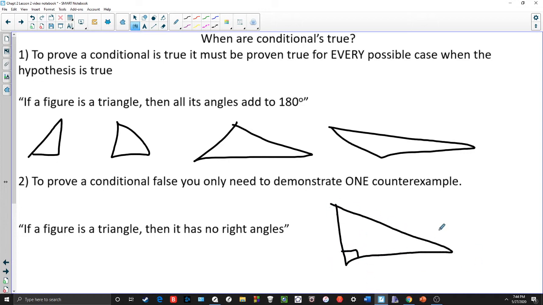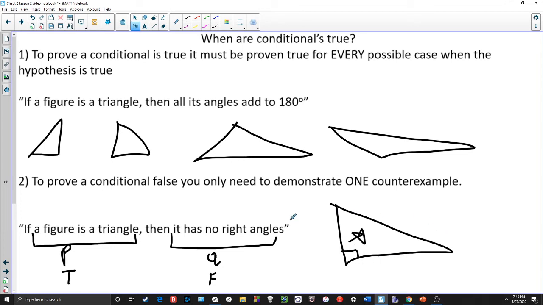There. It's a triangle. It does have a right angle. Therefore, this conditional has been proven false. So if you want to provide a counterexample, you want the hypothesis to be true. So you want P to be true in your example, and you want Q to be proven false. So you're looking for an example where P is true and Q is false, like this one.